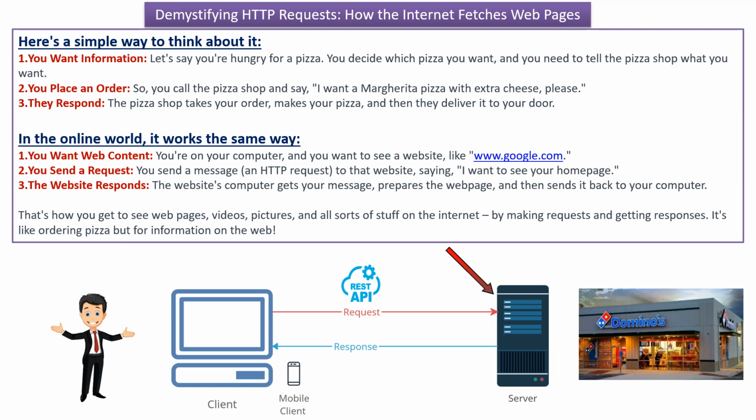The website's computer gets your message, prepares the web page, then sends it back to your computer. That is how you get to see web pages, videos, pictures, and all sorts of stuff on the internet. It is like ordering pizza, but for information on the web.